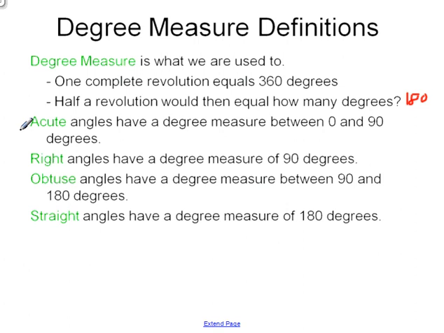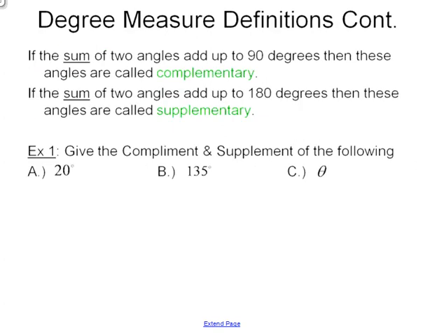Next, just some geometry review stuff. An acute angle measure is between 0 and 90. A right angle measure is exactly 90. Obtuse, 90 to 180. Straight angles are exactly 180. More stuff that hopefully you remember from geometry class. So here, if the sum of two angles adds up to 90 degrees, then those are called complementary. If they add up to 180, then they are supplementary.